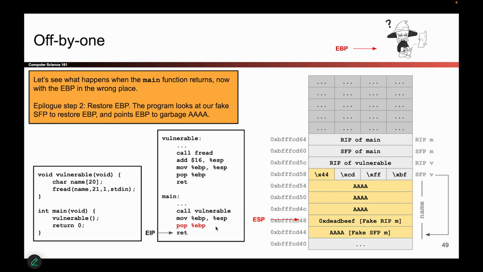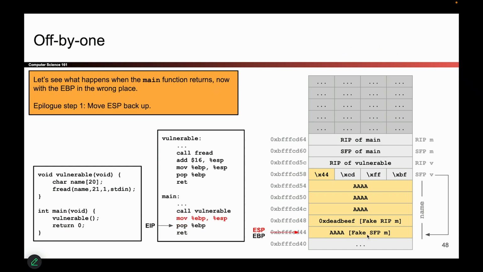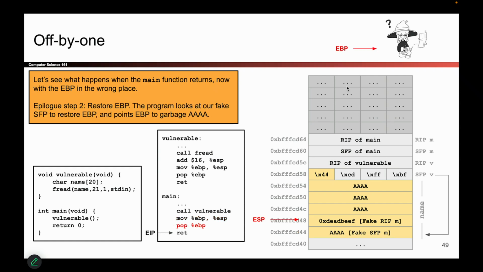OK, so that was the second step. What do we do? We take the next thing on the stack, which the program thinks is the SFP, we copy it into EBP, and then we pop that value off the stack. And this causes EBP to fly off, and now it's pointing at the address AAAA, whatever that is. Doesn't really matter for our purposes. And now here comes the money moment. I don't know how else to say it, but this is the moment where all the interesting things happen. So at this point, the ESP is pointing right here. It's right where we want it to be.